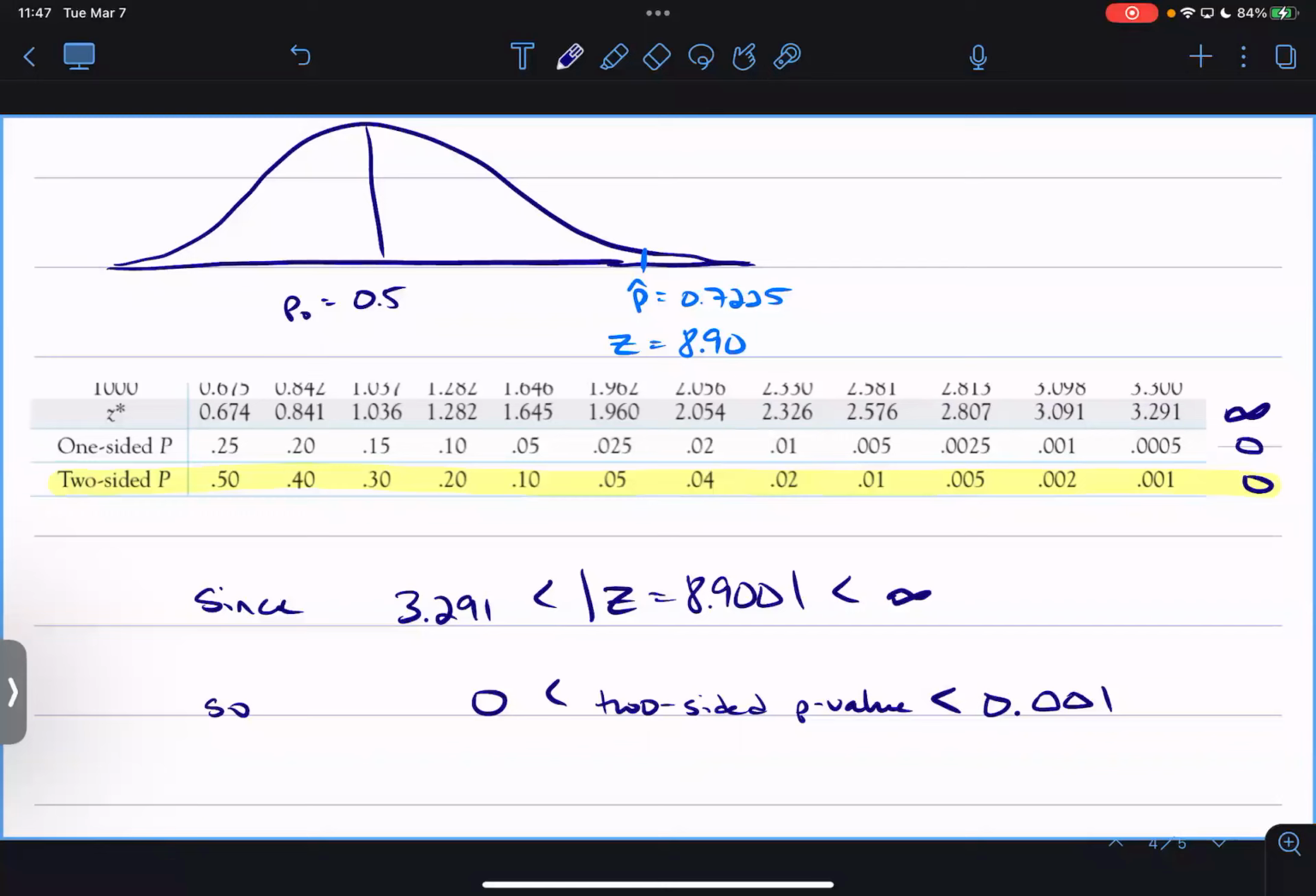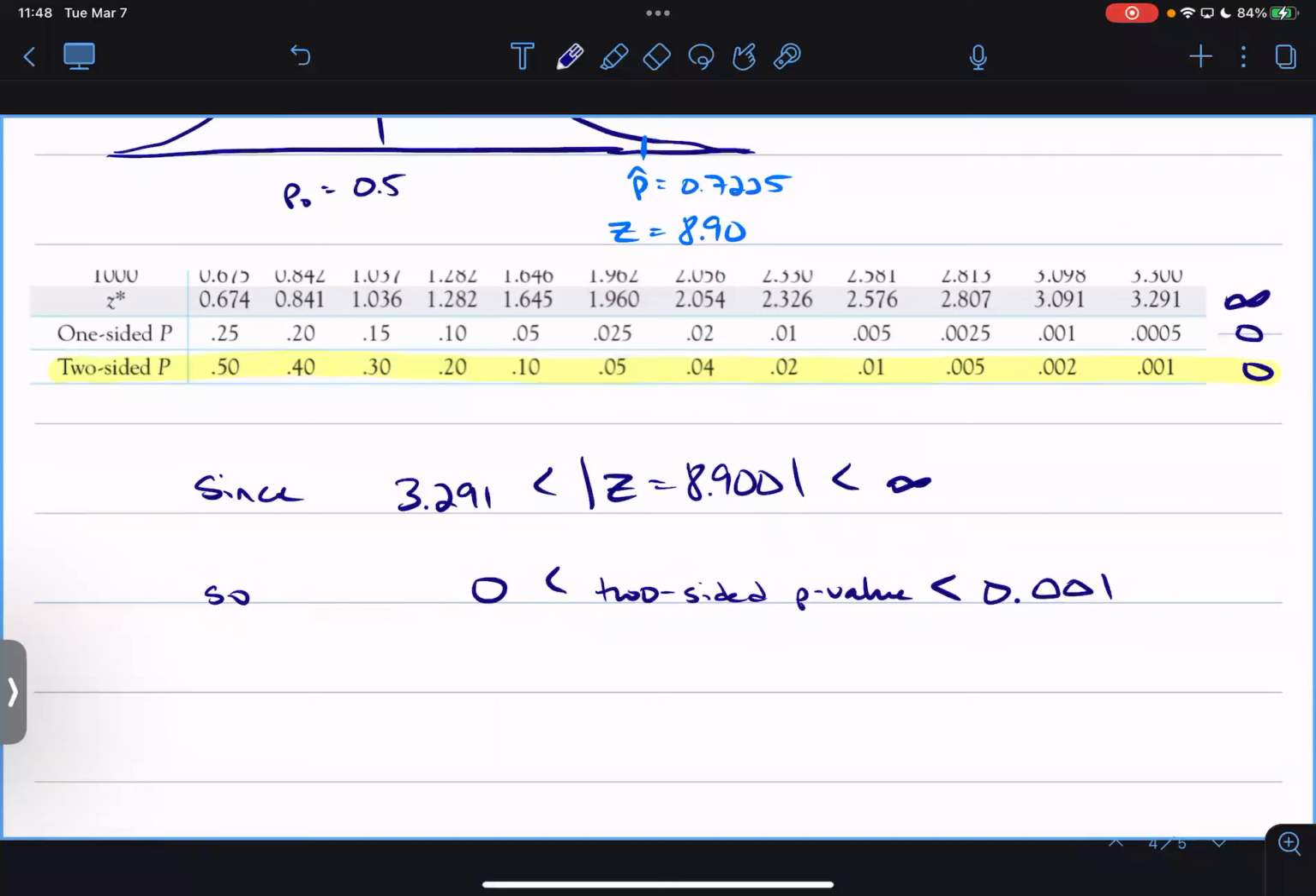Okay. So we don't know exactly what this p-value is, but we know it's going to be very, very, very small, right? Somewhere between 0 and 0.001, right? So now, okay, that's good.